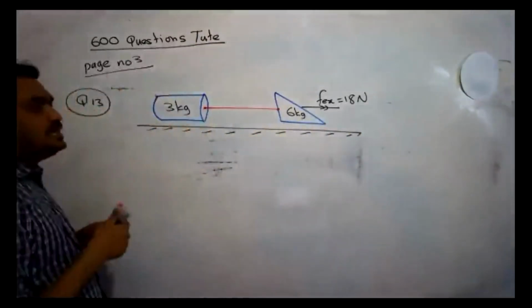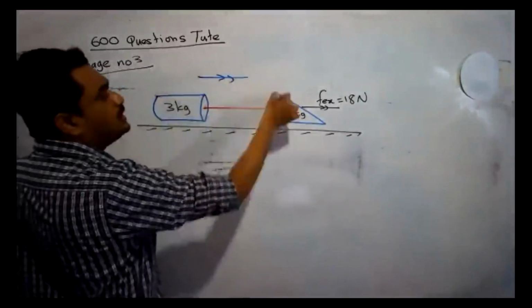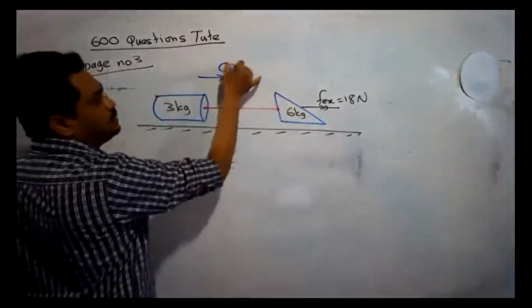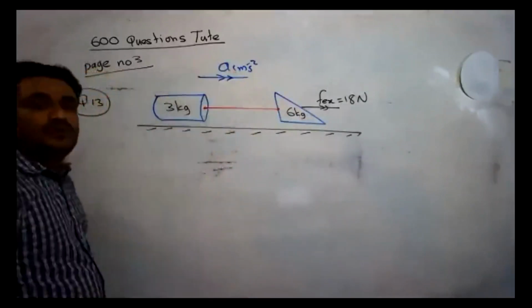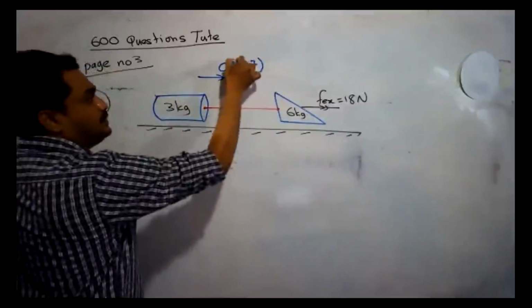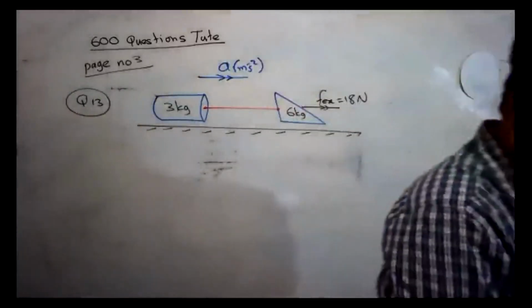Due to this 18 Newton force, the whole system is moved with an acceleration of a meter per second squared. The first thing we want to find is the size of a, the acceleration. Draw it there, quick.